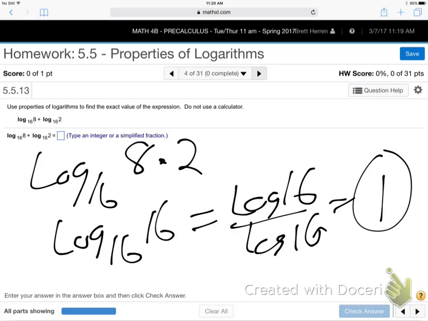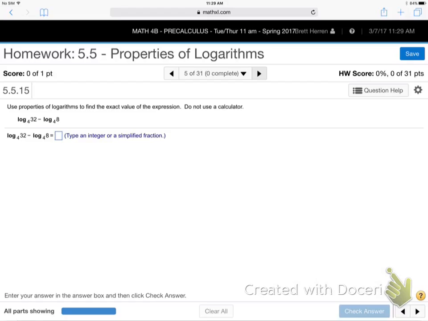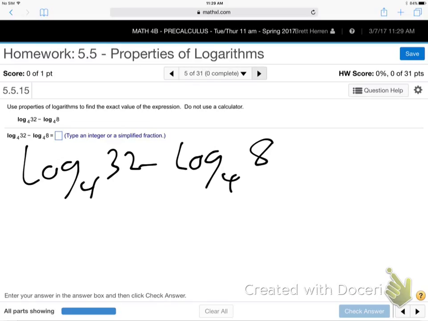Shall we try another one? So, those 5 log rules. There we go. So log base 4 of 32 minus log base 4 of 8.